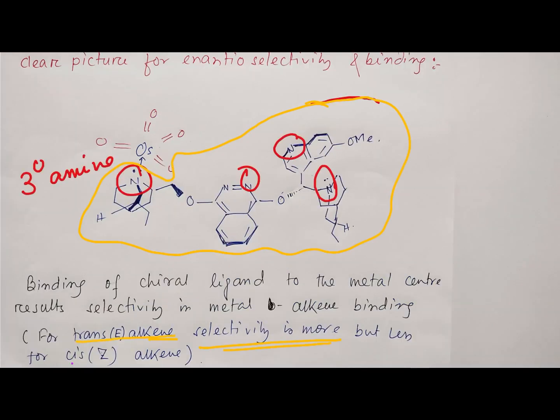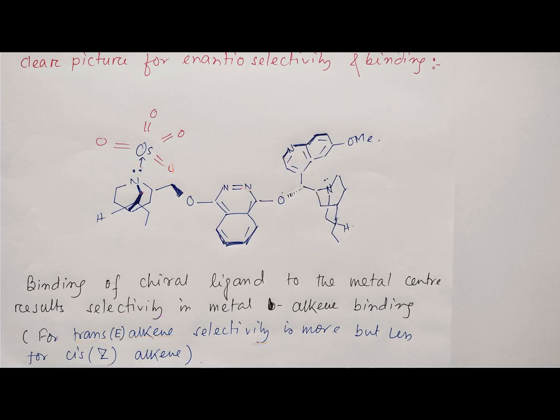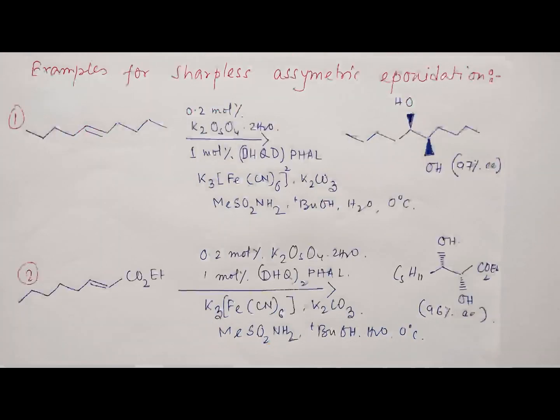This is the reason why cis-alkene is generally not preferred for this reaction, because the enantioselectivity is poor for cis compared to trans. Since this is an asymmetric reaction, we always expect higher enantiomeric excess, and for that purpose trans-alkene is better than cis-alkene. So generally you will find examples mainly about trans-alkenes. Fine. So let's discuss a few examples.